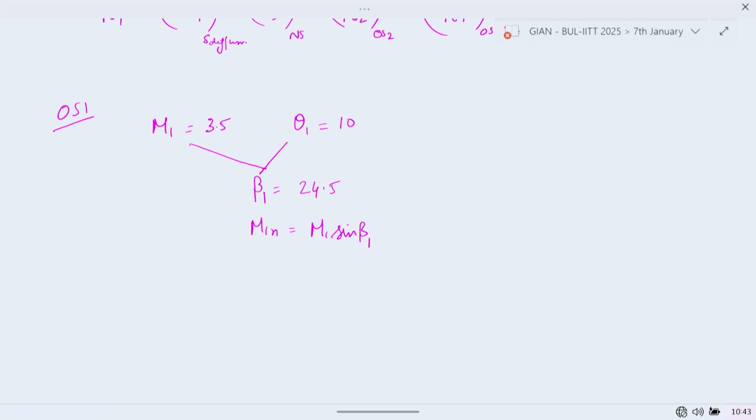So what is M1n? M1n is equal to 1.45. So for this M1n, what is PT2 by PT1? 0.9448.